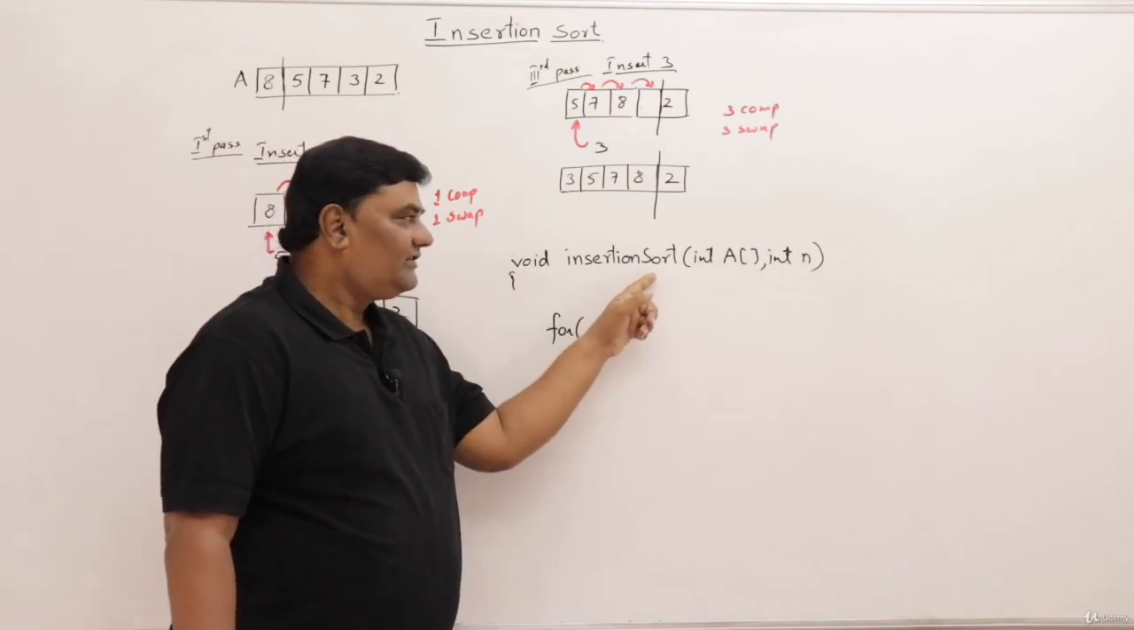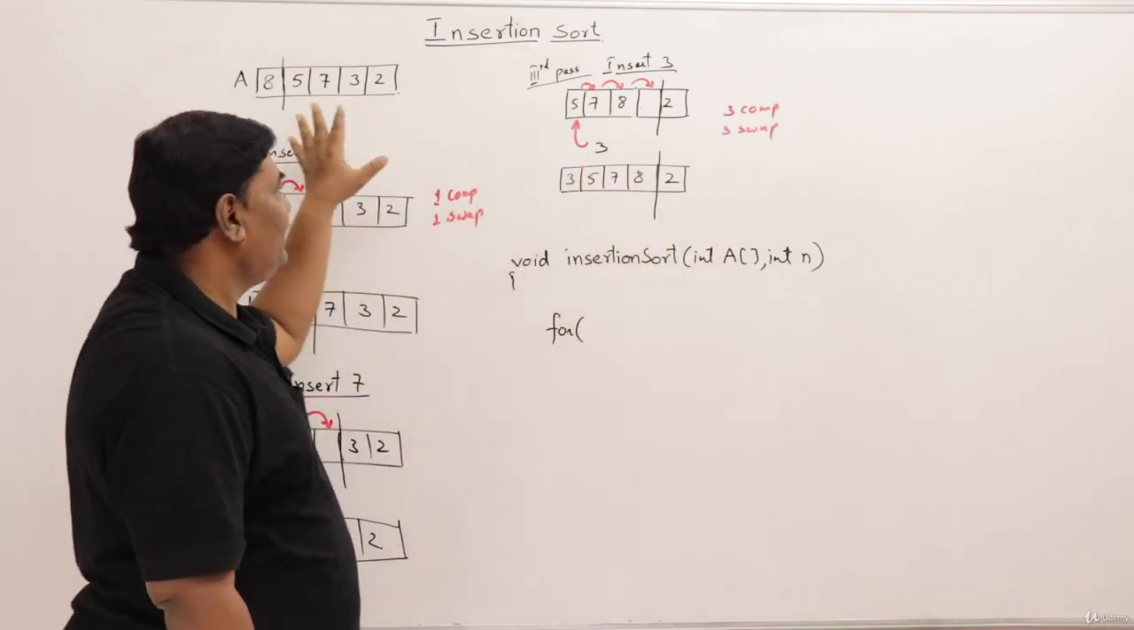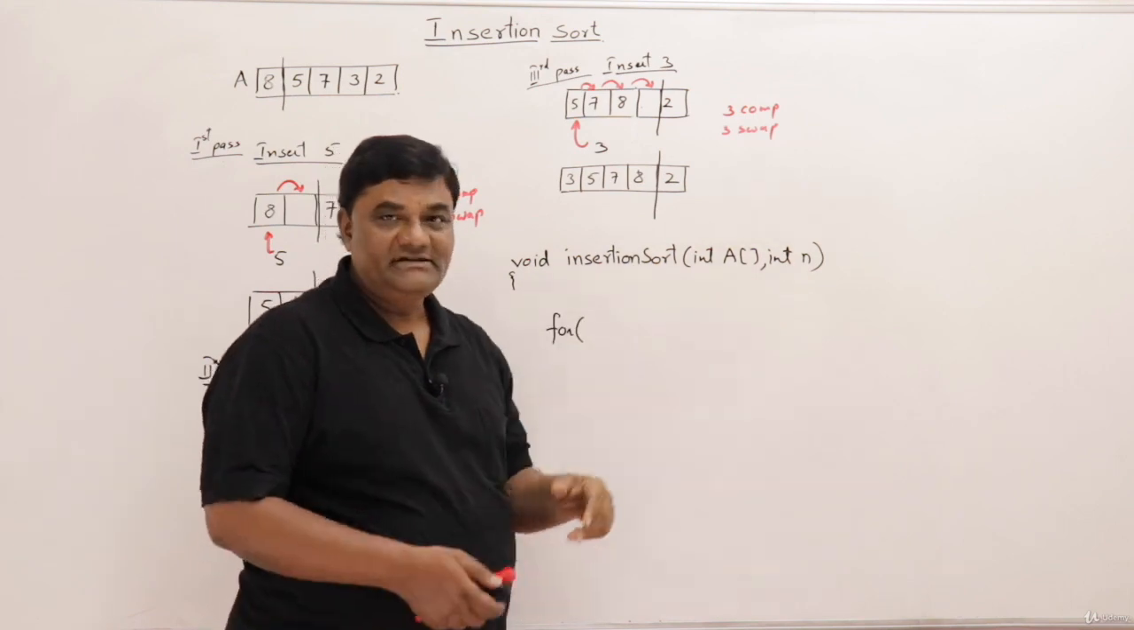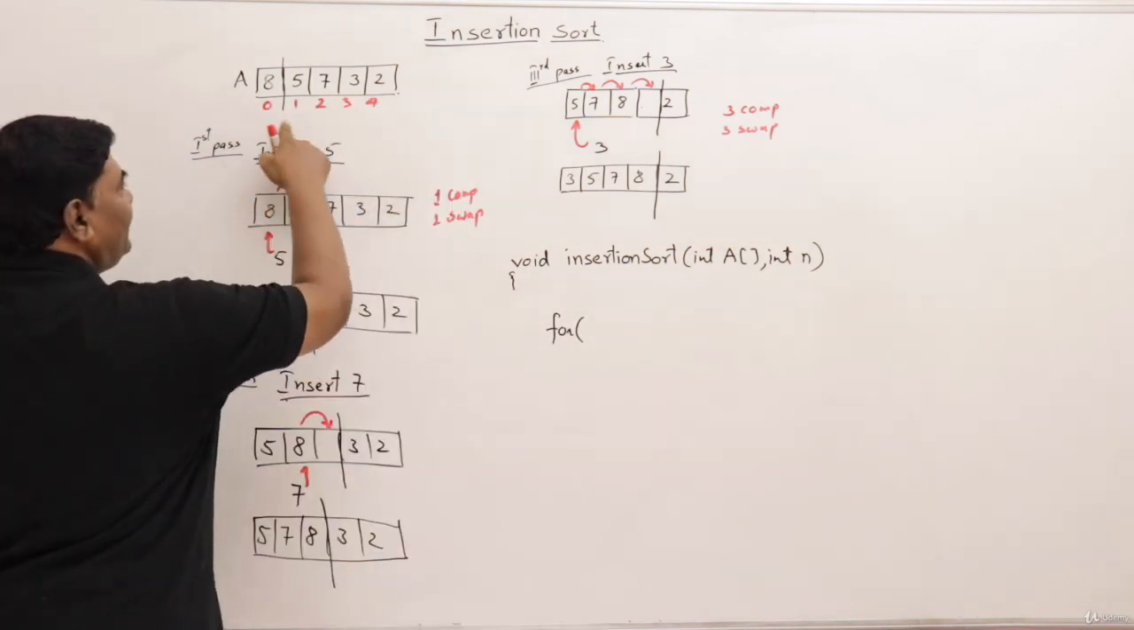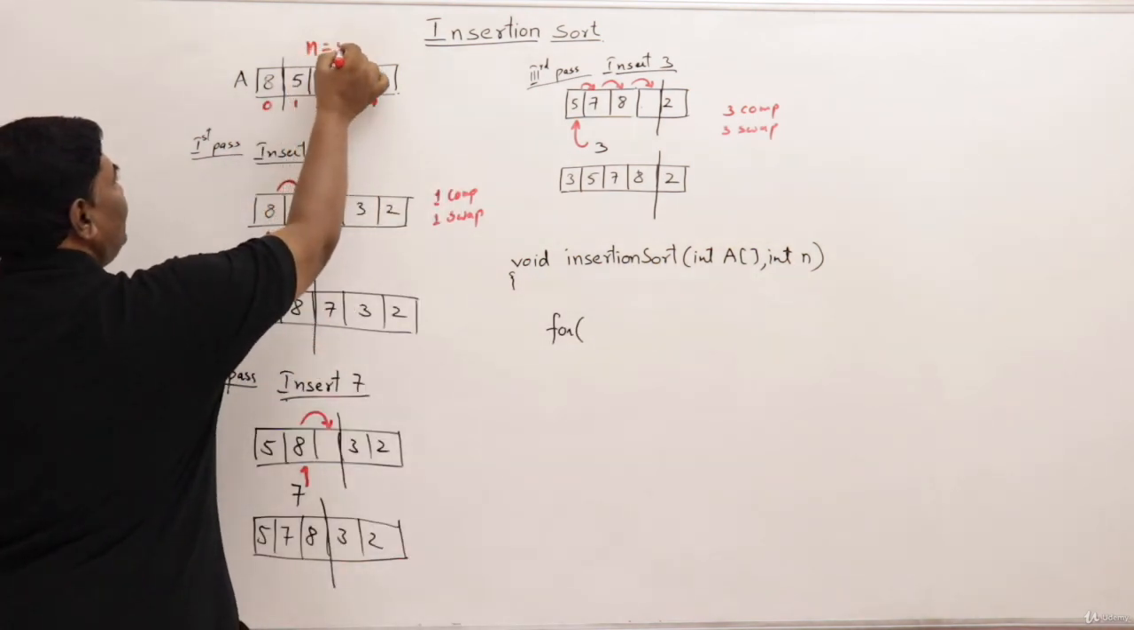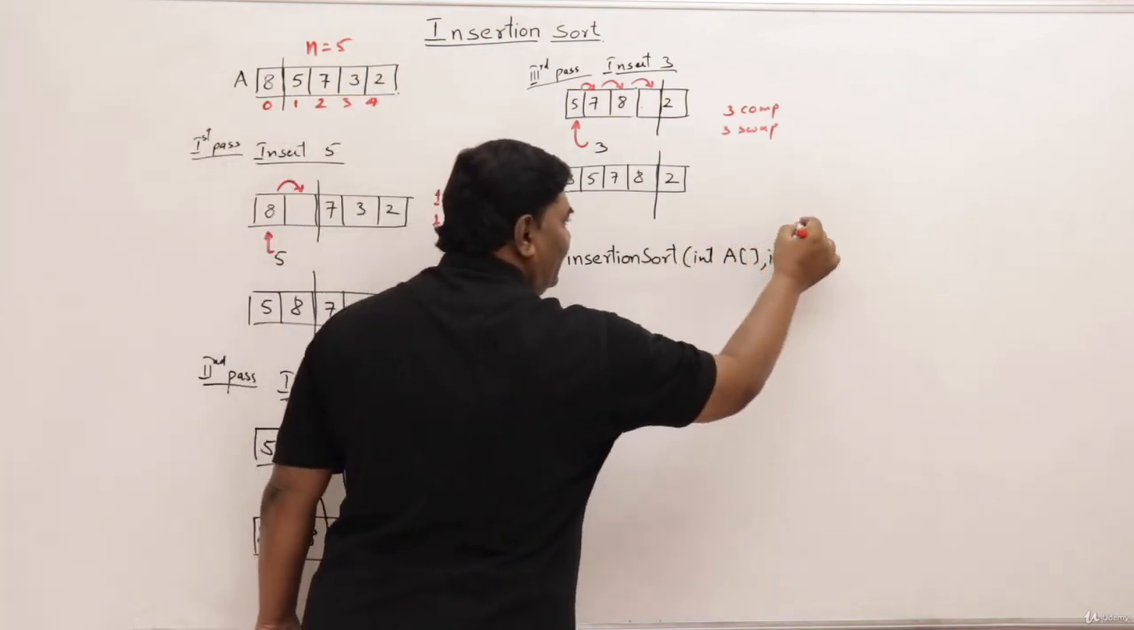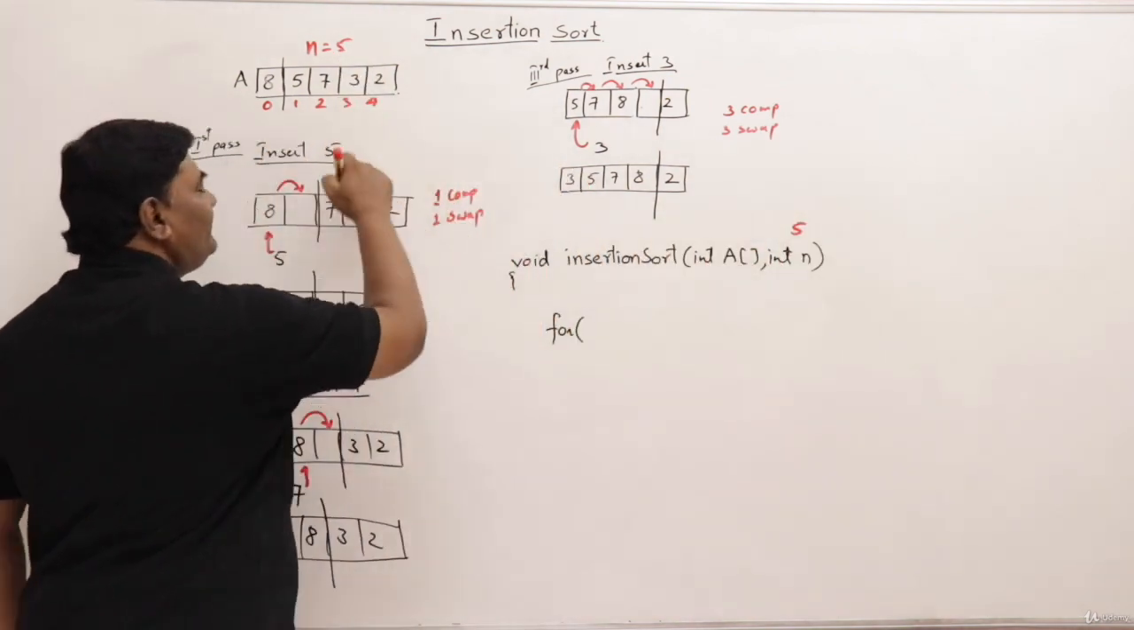So here is a function for insertion sort which is taking an array and the number of elements. In our example, the size of the array is 5, so n is 5 here. Let us assume that this is 5, but the indices are from 0 to 4 only.